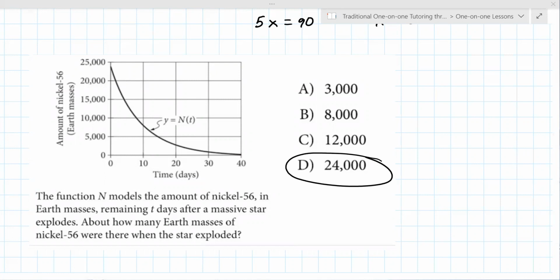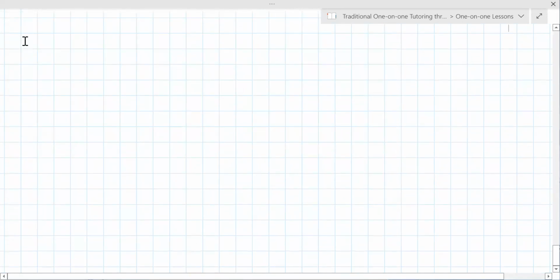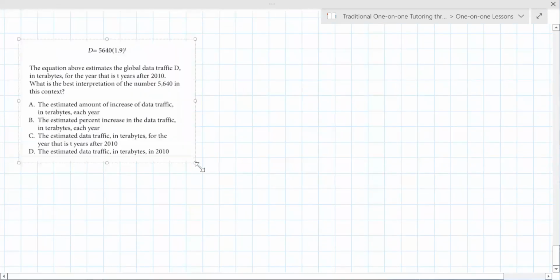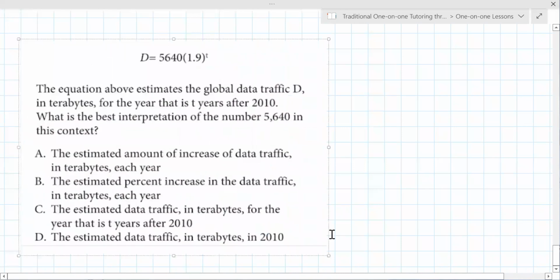All right, let's have you look at another question here. Go ahead and read this one and see if you can come up with the right answer. The equation above estimates the traffic D. What is the best interpretation of the number 5,640 in its context? The estimated amount increase of data.